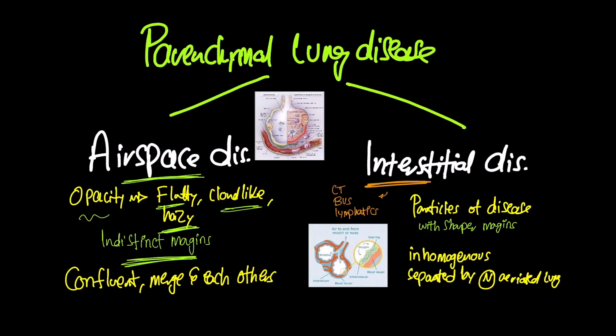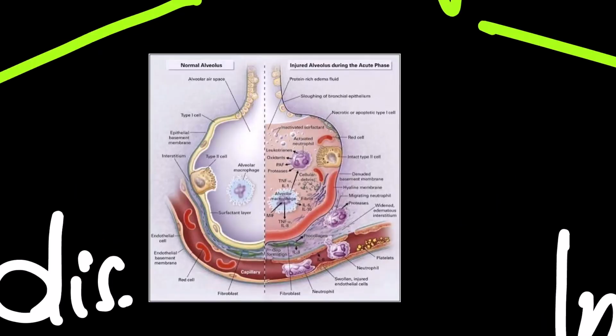So this is the usual consolidation with air bronchogram that we are used to. And these airspace diseases or consolidation will be confluent, so they coalesce with each other and merge with each other, as you can see here. And this is the difference between the normal lung or normal alveolus here and the injured alveolus.